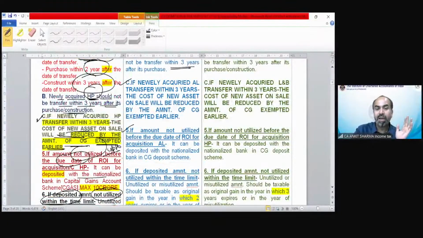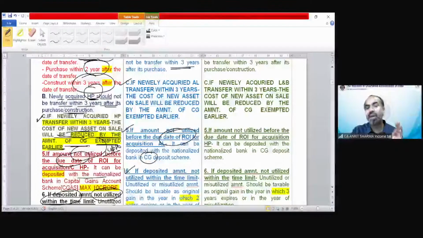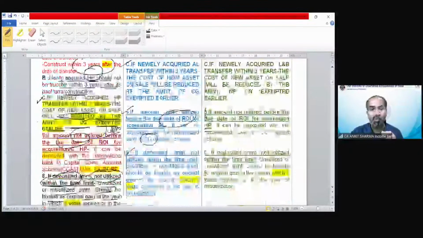That if you want to claim section 54B exemption, either you have to purchase new agricultural land up to due date of ROI, actual investment, or you are going to deposit in the capital gain account scheme up to due date of ROI. Whatever you will deposit, we will give you an exemption. And the misutilized amount is taxable in the misutilized year. If that is not utilized, then the difference is only one.